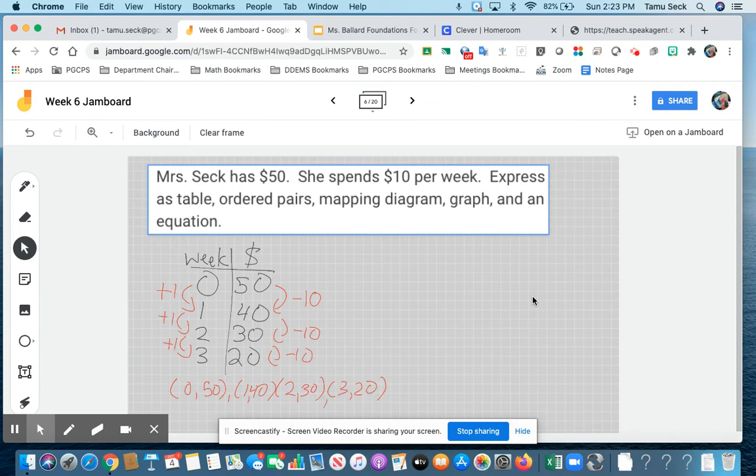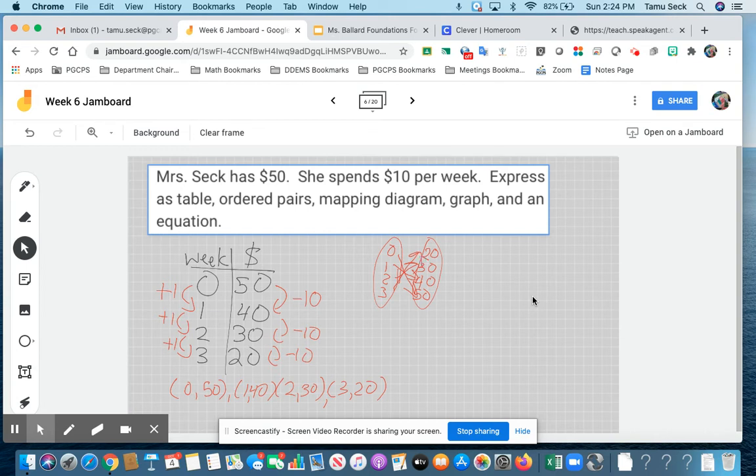As a mapping diagram, we're going to do inputs and outputs. The inputs are increasing, but I want you to notice the outputs are decreasing. So since the outputs are decreasing, we're going to put them in order from least to greatest. And remember, the numbers cannot repeat in a mapping diagram. We're going to draw an arrow from the inputs to the outputs.